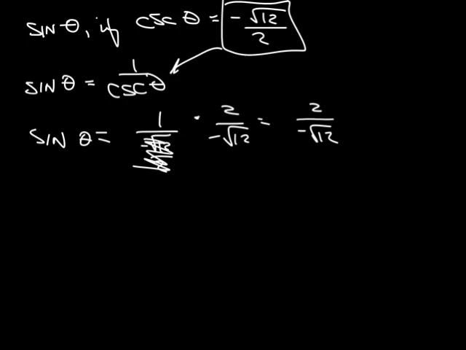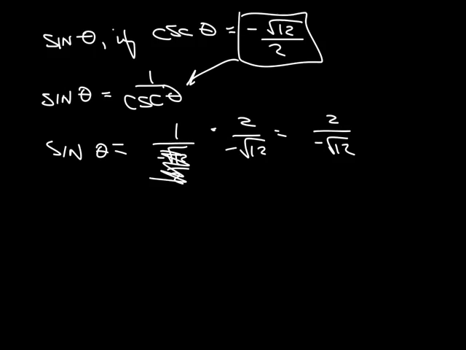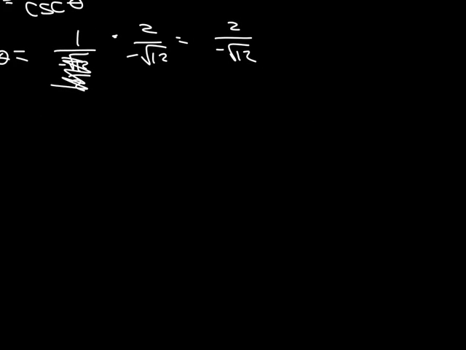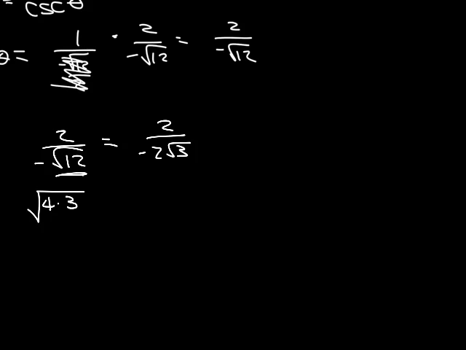So we have to simplify this. So let's keep going. Let's kind of move this up here a little bit so I have some room. So 2 over negative square root of 12 can reduce to 2 over negative 2 square root of 3. Okay, square root of 12 reduces to 4 times 3. Take the square root of that and bring that out there, and we've got 2 square root of 3, and that's where that came from.